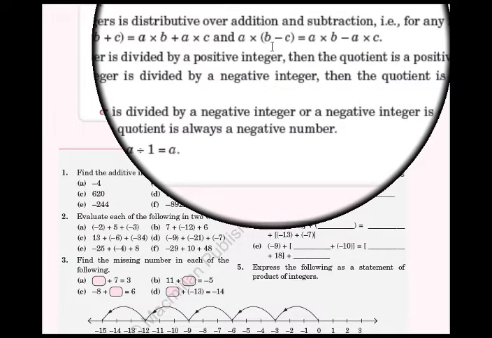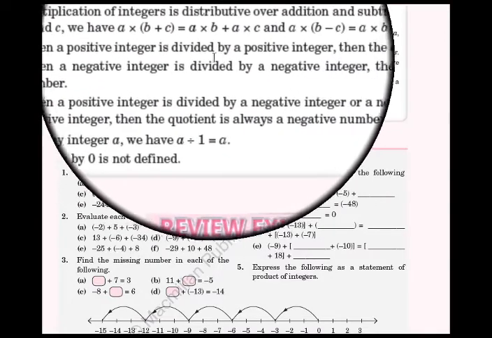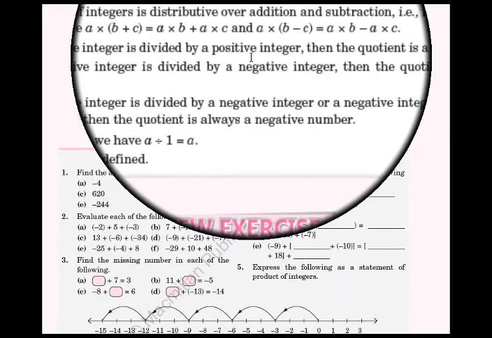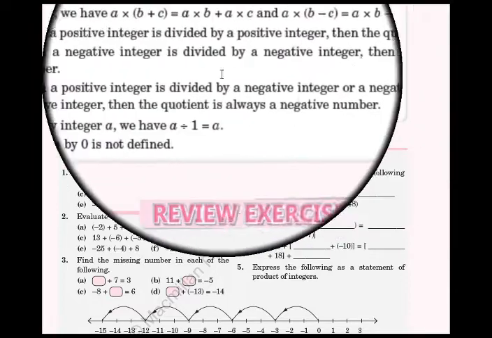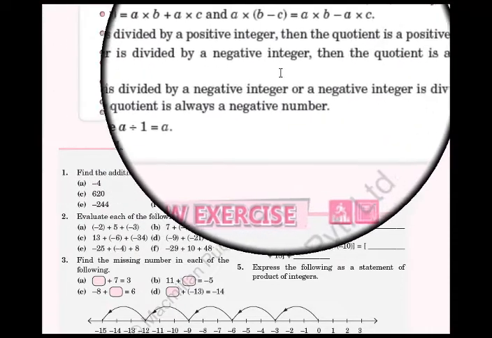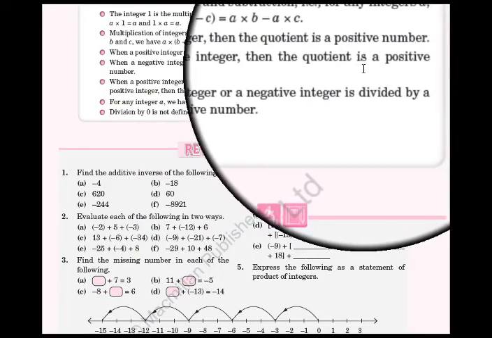property over subtraction. When a positive integer is divided by a positive integer, the quotient is always a positive integer. Again here, the division and multiplication follow the same rule. That means when a positive number is multiplied by a positive, the result is positive. Same thing in the division also. When a negative integer is divided by a negative integer, the quotient is again a positive number. Again the same thing, when minus multiplied by minus gives us the result positive. The same thing in the division also. A negative integer divided by a negative integer gives a positive result.